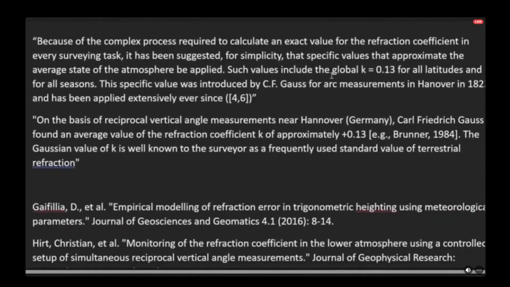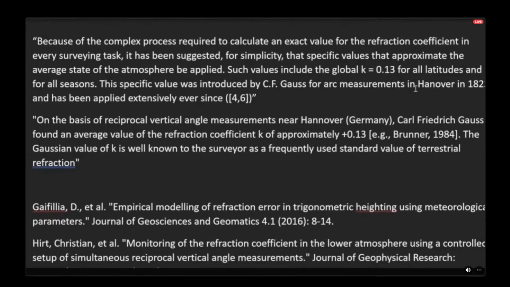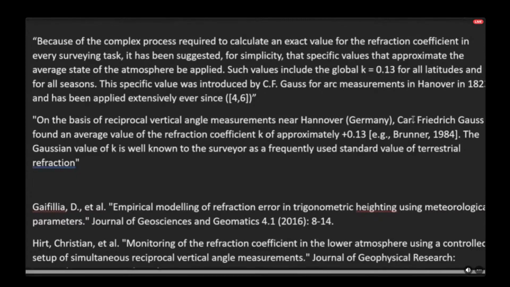There's a couple of quotes that support what we're trying to explain. Because of the complex process required to calculate an exact value for the refraction coefficient in every surveying task, it has been suggested for simplicity that specific values that approximate the average state of the atmosphere be applied. Such values include global K equals 0.13 for all latitudes and all seasons. The specific value was introduced by Gauss for arc measurements in Hanover in 1823 and has been applied extensively ever since. So again, they're saying they are familiar with the broad application of 0.13 for all refraction all across the world in every season in every circumstance.